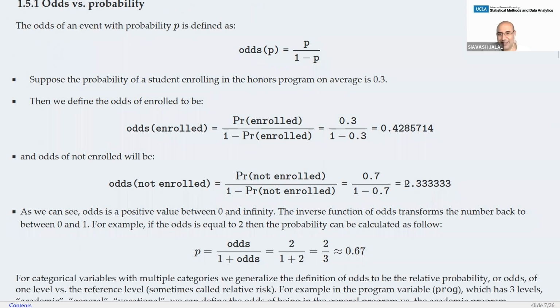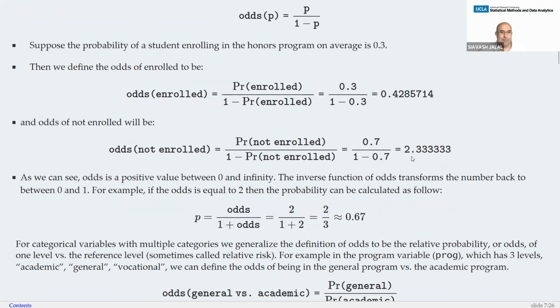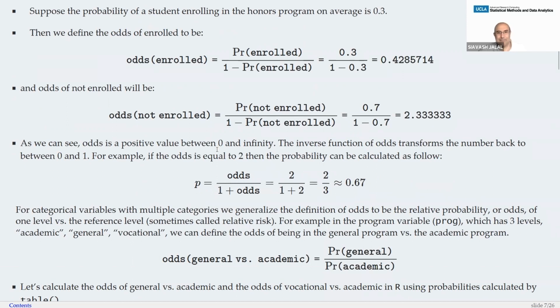Now you see this number is not between 0 and 1, right? The probability still is, but the odds is always a positive number. It cannot be a negative number. And it could be a very large number, right? Because I can make the denominator as small as I want. So I can make this very small, so the whole thing is going to be very large.